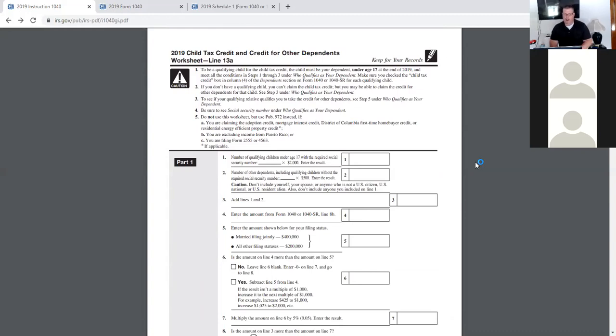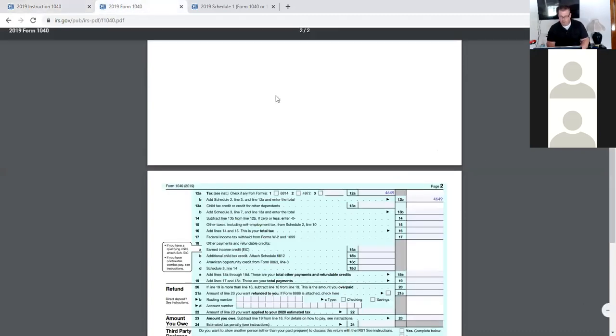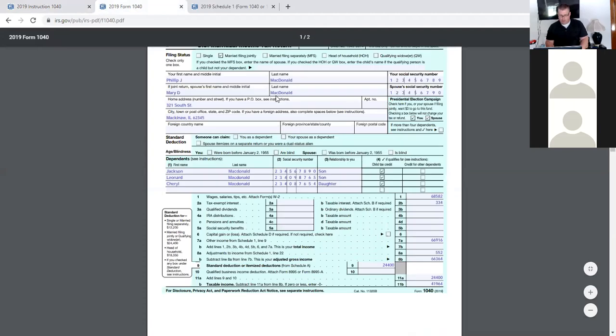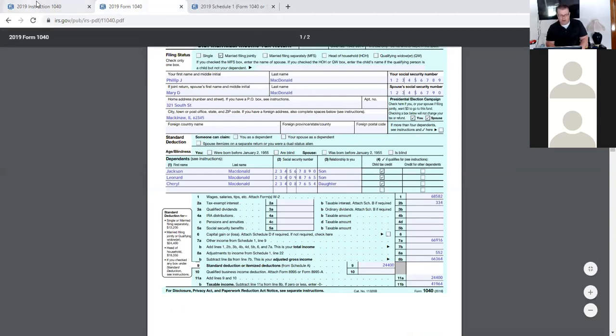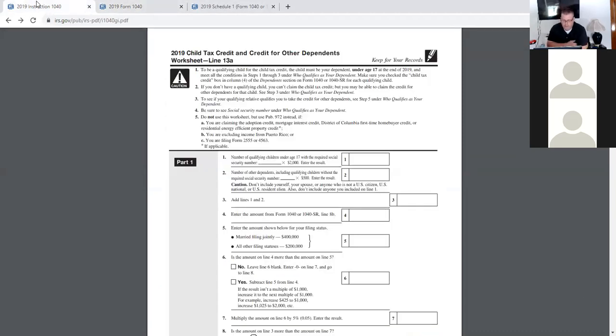the end of 2019. Now, if I go back to my Form 1040 and I look up here, they ask the same thing of my dependents. And we got Jackson, he qualifies, Leonard qualifies, Cheryl qualifies. They were all under 17 in 2019, so they all qualified for that child tax credit. So we can check that one off our list. We don't have to worry about number 2. It says if you don't have a qualifying child. Number 3, to see if your qualifying relative qualifies you. So that's someone other than a child.